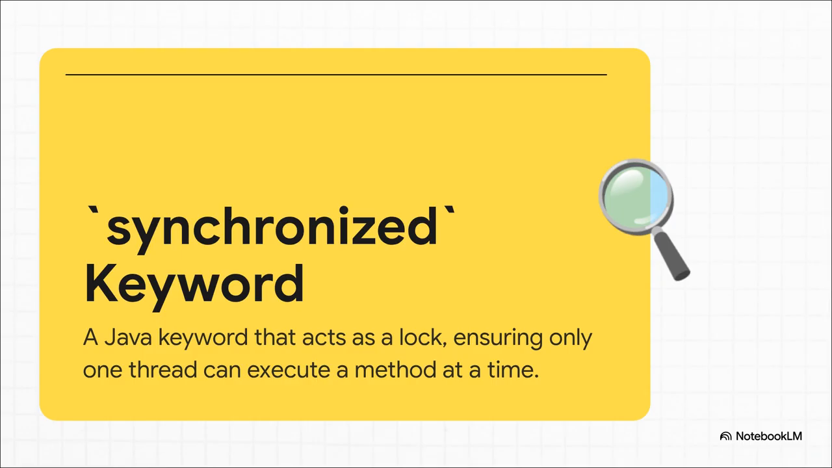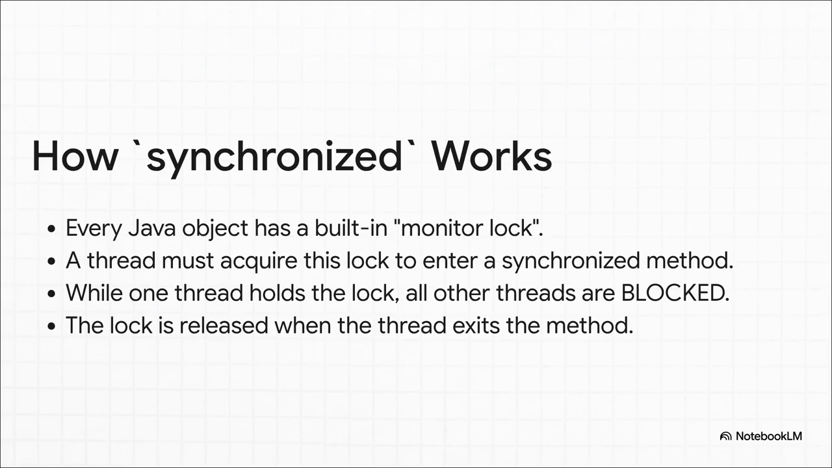By just adding this one word to our method declaration, we put a lock on it. This lock enforces our one-at-a-time rule. Look at that. Just one word, and we've solved this huge, dangerous problem. So what's the magic here? How does this actually work?